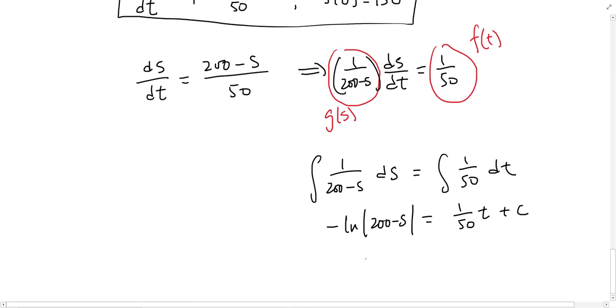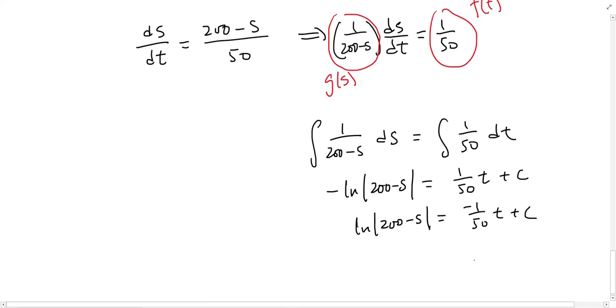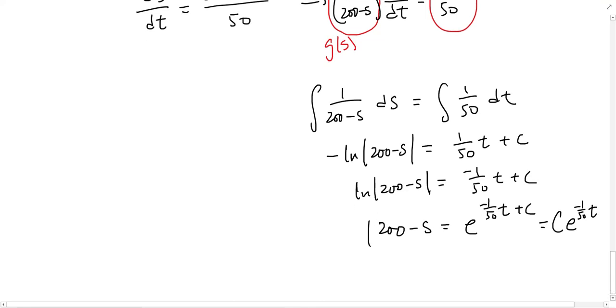If I now move the negative over, that means natural log of 200 minus s equal to negative 1 over 50t plus c. And yes, it doesn't matter if plus or minus because c can be any constant, positive or negative. Get rid of the natural log, meaning that 200 minus s equal to e to the negative 1 over 50t plus c. Now, remember what we talked about in BC calculus. This plus c simply forms a coefficient in front of our exponential function. And this is absolute value. And now I should be able to figure out what s is.